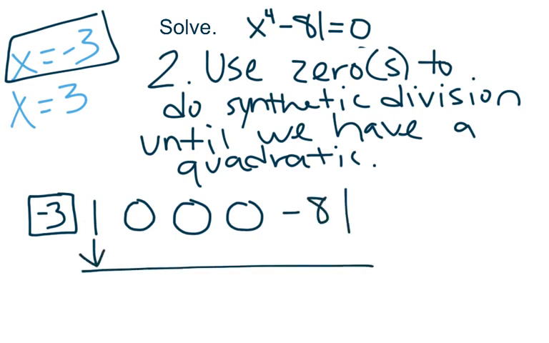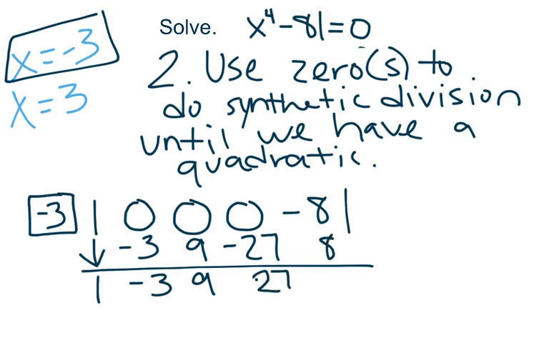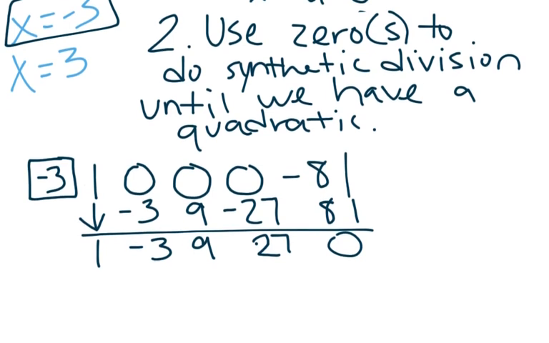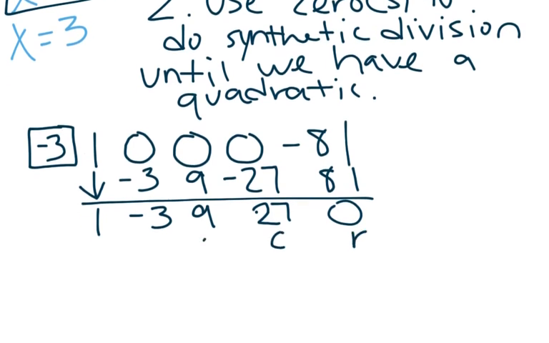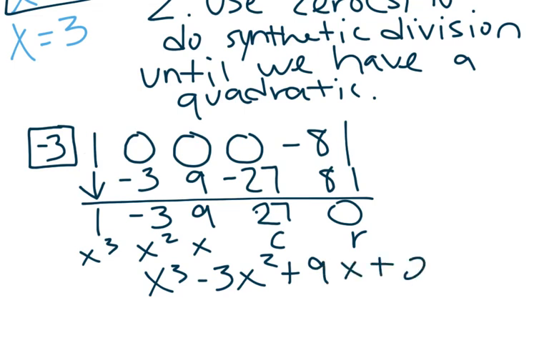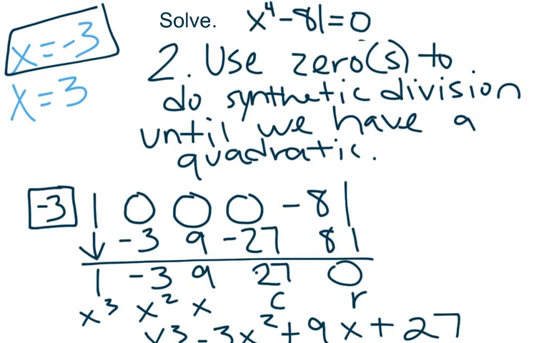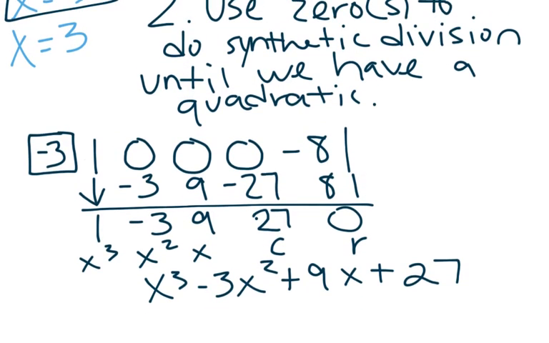So here's the process of synthetic division. We bring down the first number, whatever we bring down, we multiply, we add the column, we multiply, we add the column, we multiply, we add the column, we multiply, we add the column. Remember, last is our remainder, then constant, x, x squared, x cubed. So here's what I have remaining. Notice that this is not a quadratic, and my instructions say use the zeros to do synthetic division until we have a quadratic.